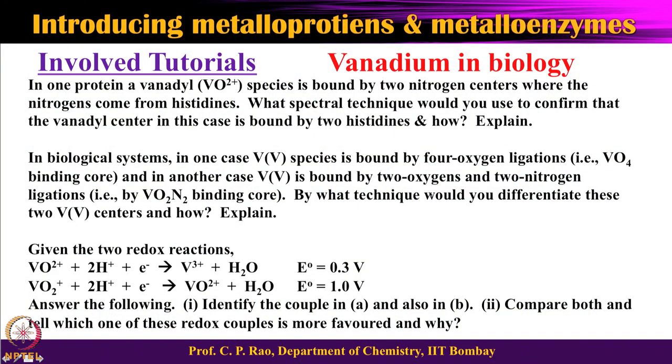Looks like there are some more questions in my slides. Let us go into that. In one protein, a vanadyl VO2+ species is bound by two nitrogen centers. Okay. So, you have a VO and the VO is bound by two nitrogen centers. Where are the nitrogen centers? Primarily histidines, and it is also written in the question as histidines. What spectral technique would you use to confirm that the vanadyl center in this case is bound by two histidines?